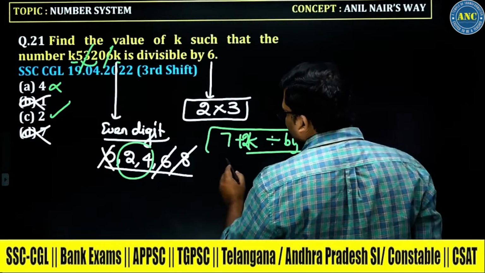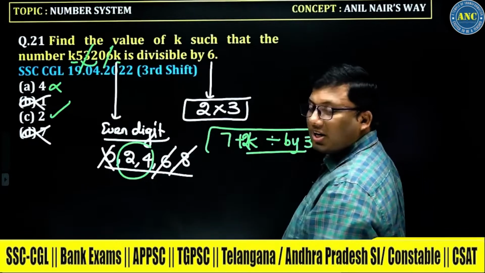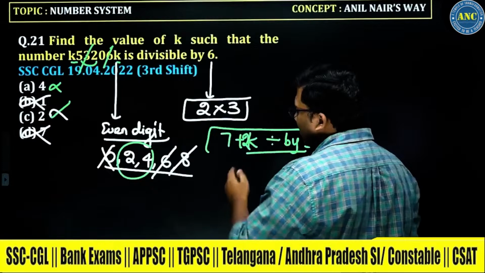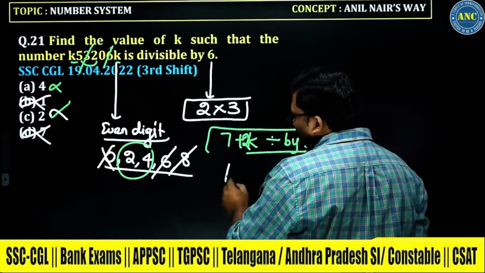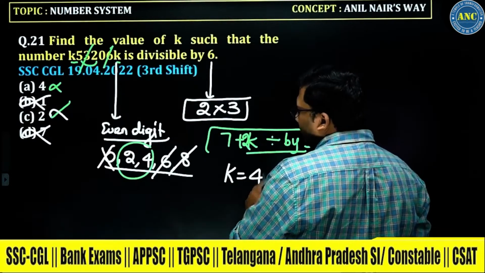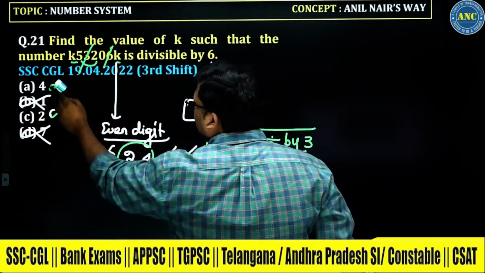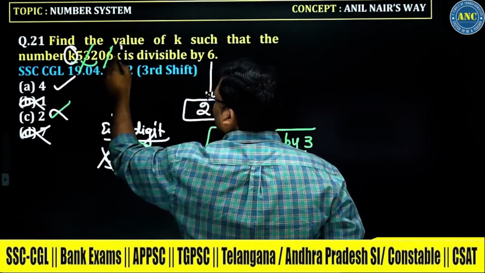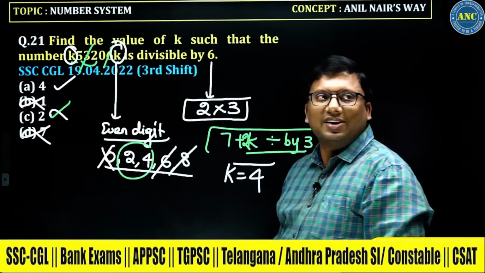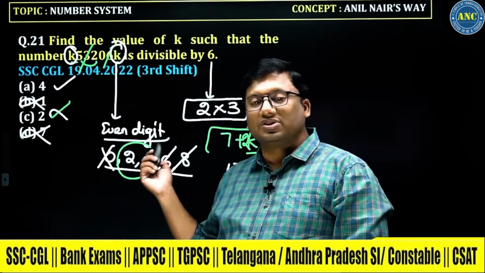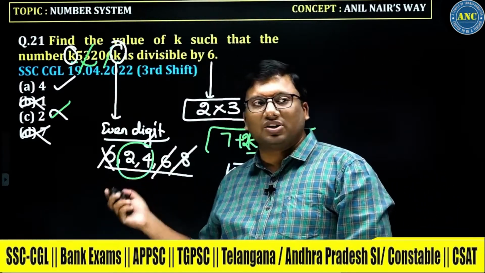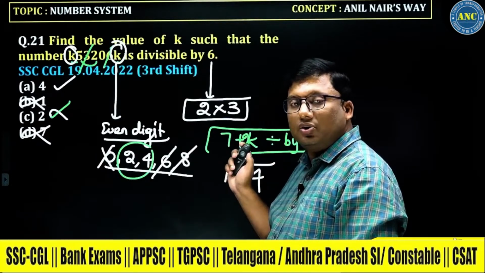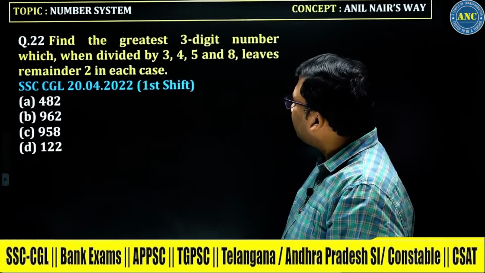So if I take K as 4, 2 twos are 4, 4 plus 7, 11. If K is 4, 8 plus 7, 15. That means the answer is 4. It is 7 plus 2K, not 7 plus K. Here 1K is there, here 1K is there. Do not make a silly mistake, sir. It is 7 plus 2K. I hope the idea is very much clear to you. Next one.